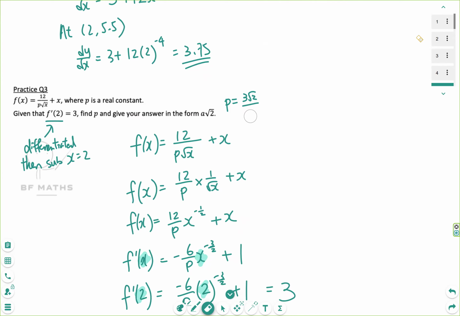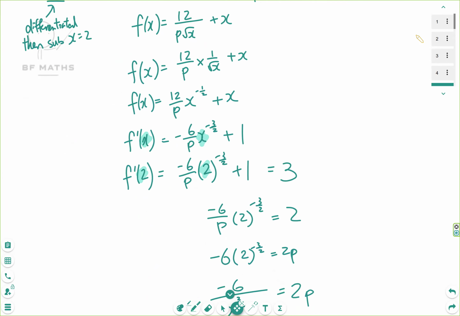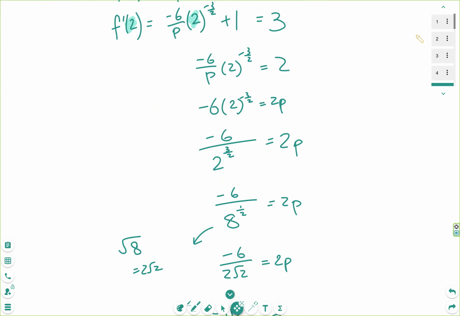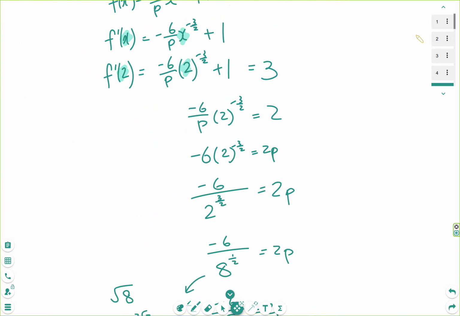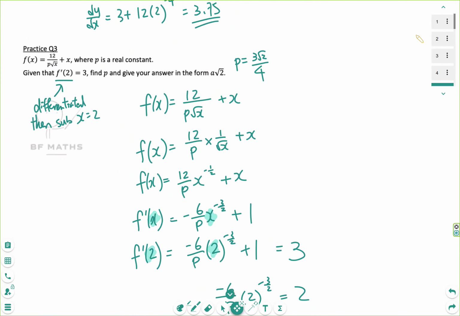Let me rub it off. Okay, so yeah, here's the final answer. I'm glad I showed you the working out because when I did it again, I realized I made a mistake the first time. So here's the final answer. p equals negative 3 root 2 over 4.